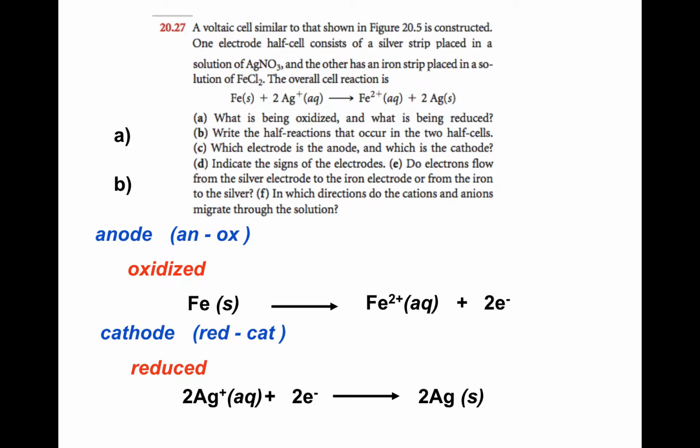C, which electrode is the anode, which is the cathode? Did that. So D, indicate the sign on the electrodes.